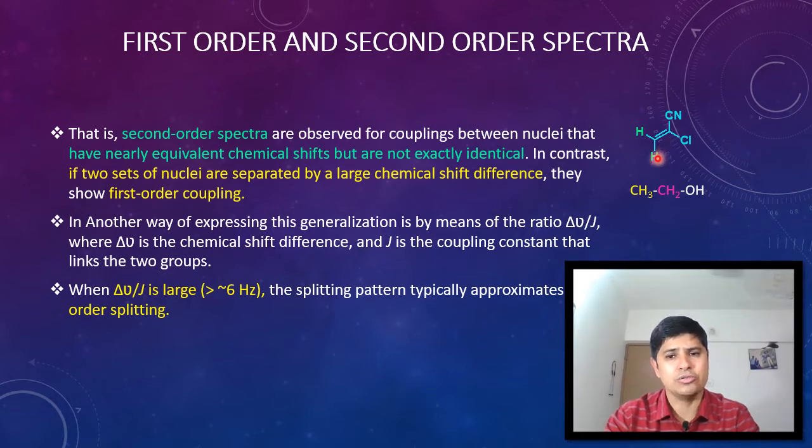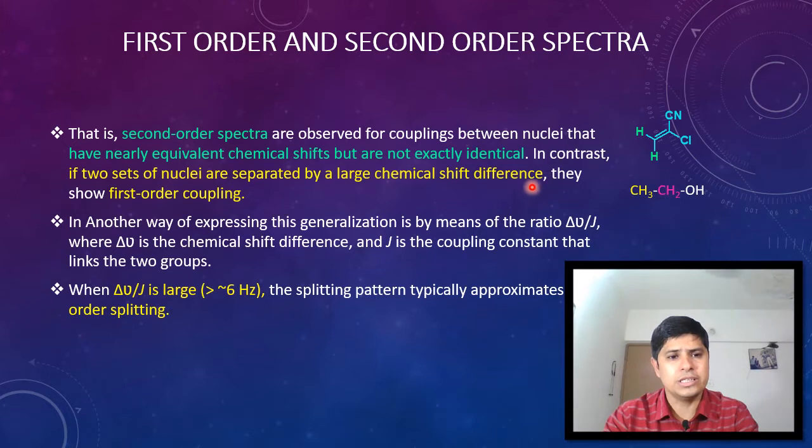These two protons will have different chemical shifts as they are in different chemical environments. This proton is cis to chlorine while this proton is cis to the nitrile functionality, hence they will resonate at different delta values in their 1H NMR, but that difference will not be wide. It will be a very small difference in their chemical shift. Suppose this proton is resonating at 6.5 delta, this will resonate at just 6.6 or 6.7 delta. So such type of coupling partner, such type of protons will show second order spectra.